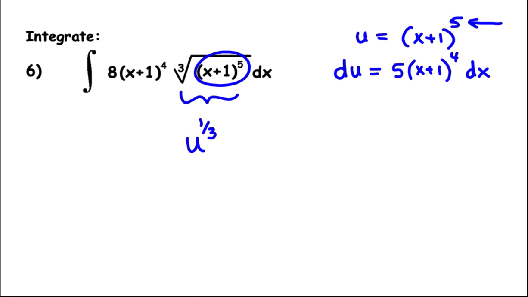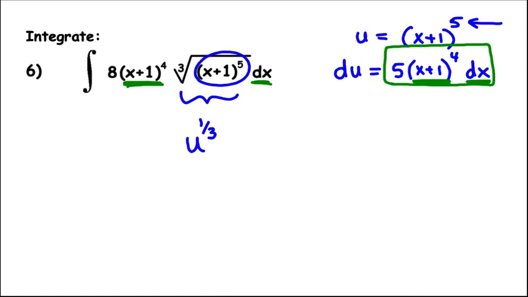All right, now the dx has to change into a du. So look over here in green. I need myself a 5 times x plus 1 to the 4th dx. I need that before I can proceed. I've got the dx right here. Check. I happen to have an x plus 1 to the 4th just lying around. That is so convenient. But I need a 5 and I have a stupid 8.